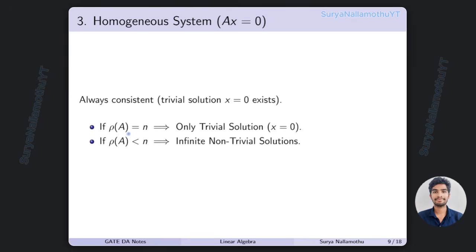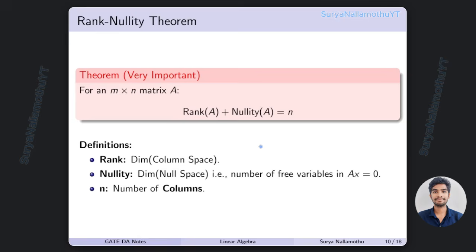For the homogeneous system, if rank of A is equal to n, it has only the trivial solution. Rank of A less than n gives infinite non-trivial solutions. So for the unique solution, rank of A is equal to n, det of A not equal to 0. For infinite non-trivial solutions, rank of A less than n, and another point is det of A is equal to 0. Rank of A equal to n means only trivial solution. Rank of A less than n means infinite non-trivial solutions. You need to remember this point very well for the homogeneous system.